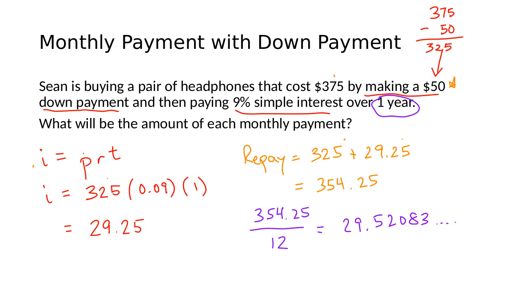And here again, because this one revolves around money, we're going to round to the nearest cent, which means we're going to round to the nearest hundredth. We find the hundredths place and we look one space to the right. Since that number is 4 or lower, we're going to round down, and John's monthly payment is going to be $29.52.